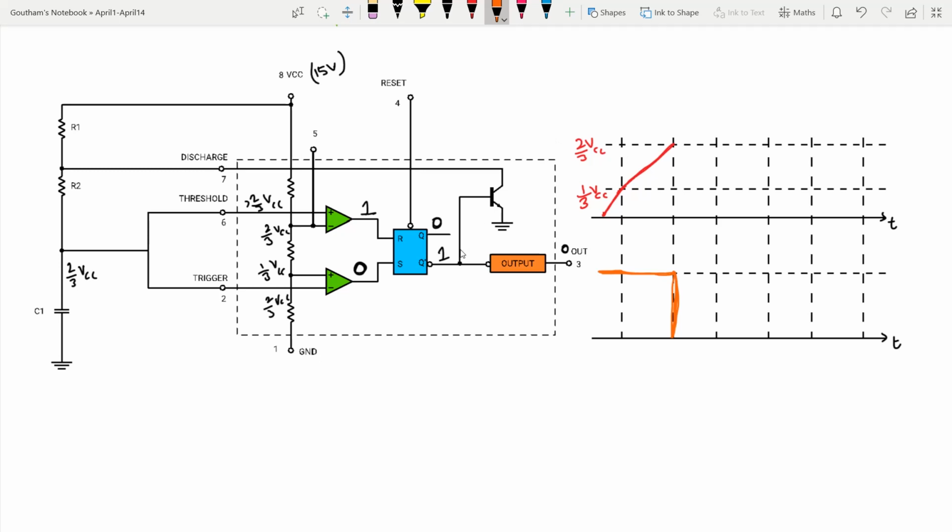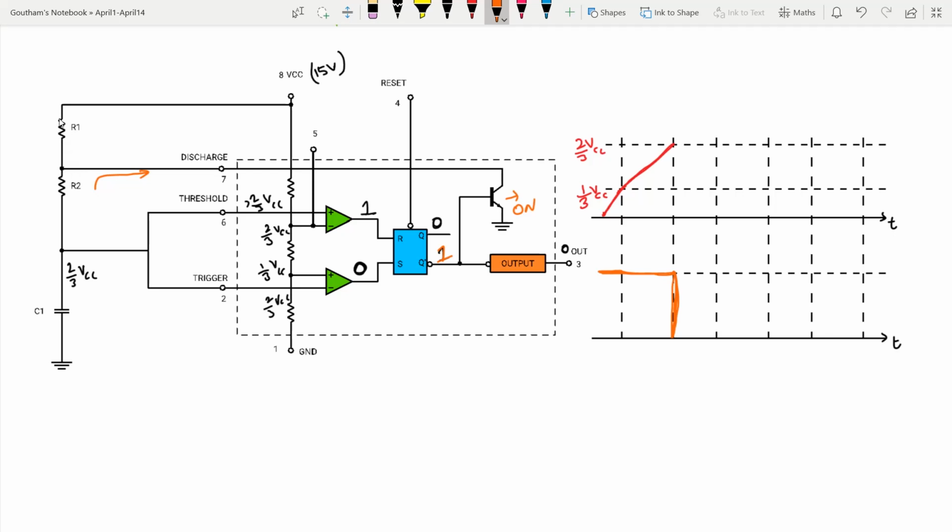Now what happens once Q is 0, Q bar is 1. What is this Q bar connected to? This Q bar is connected to the base of the transistor. So this 1 signal over here makes this transistor switch on. Now the transistor provides a nice discharge path for this capacitor. Now this capacitor C1 starts discharging through R2.